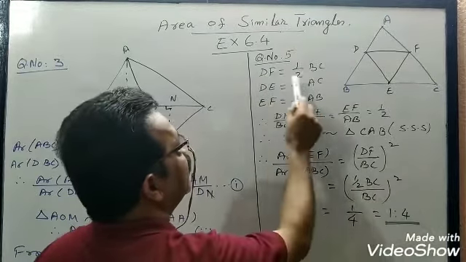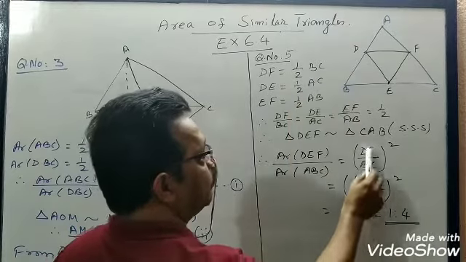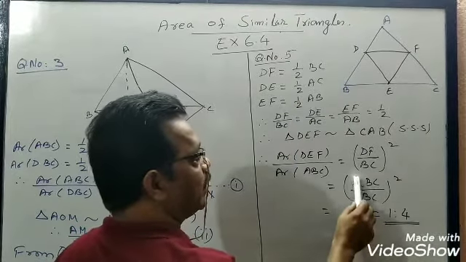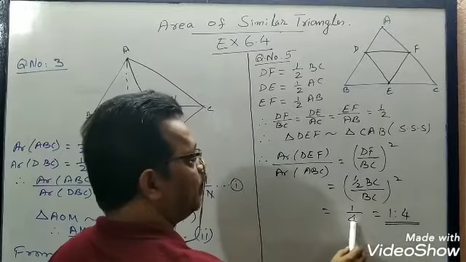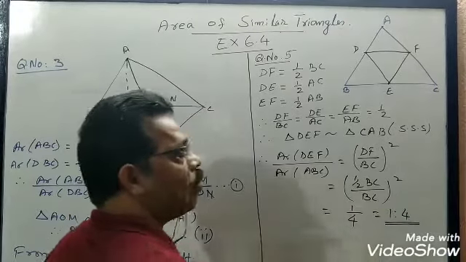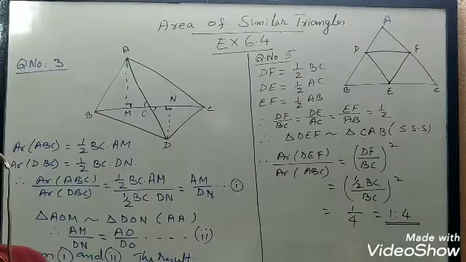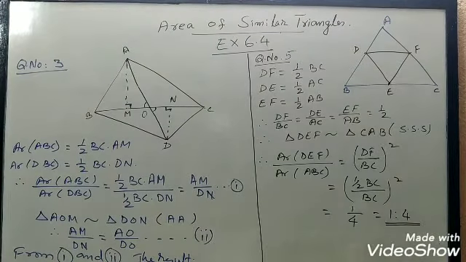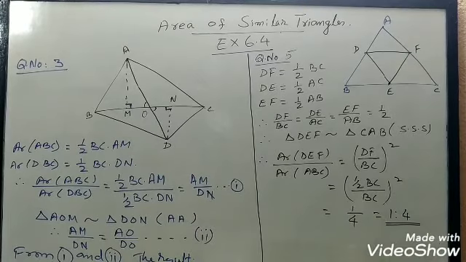And what is DF? DF equal to half BC. So we put half BC for DF, and then BC will cancel. That is 1 by 2 square, that is 1 by 4. The ratio comes out to be 1:4. This we have solved in class 9 using congruency and midpoint theorem. So we solved it here in another way using the similarity and ratio of the similar triangle property.